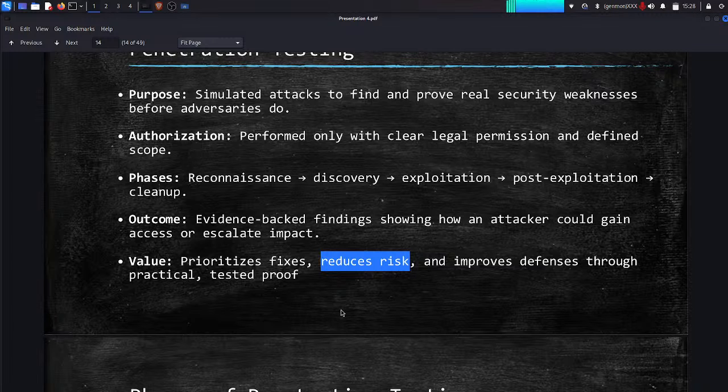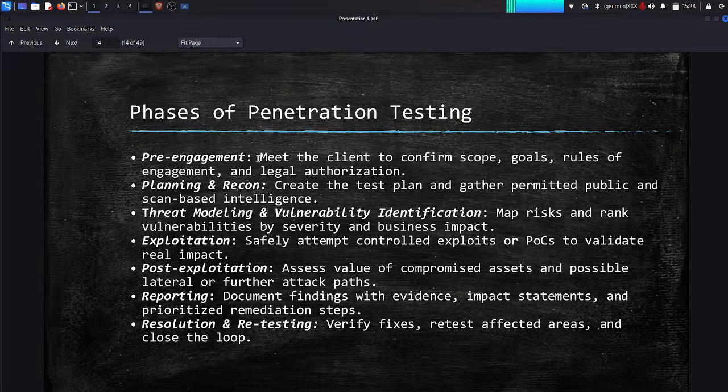So what are the phases of penetration testing? First is pre-engagement: meet the client. Let's take a scenario where I am the penetration tester. I will meet the client to confirm the scope, goals, rules of engagement, and legal authorization. I will sign a paper stating that if I breach your system and by mistake cause any misconfiguration, the blame should not come on me. It should be in the hands of the company how they deal with it.